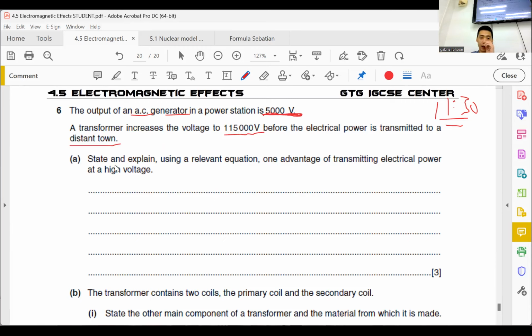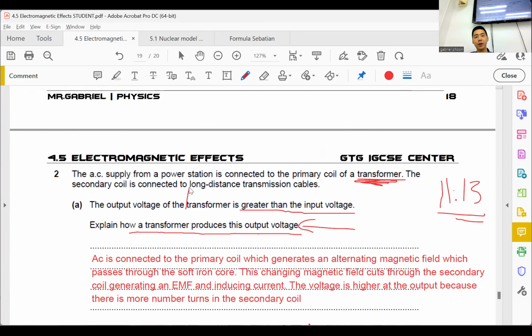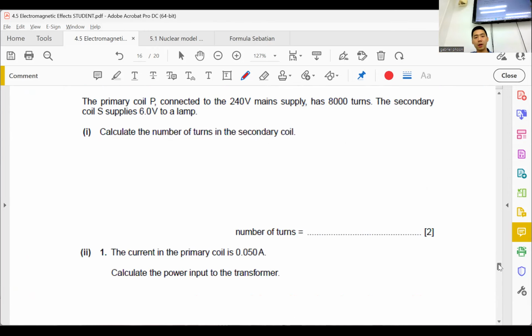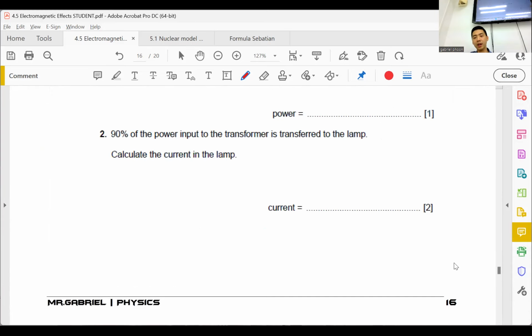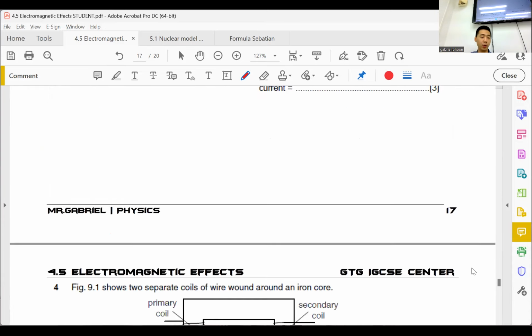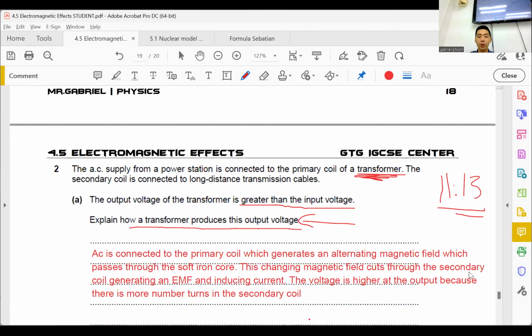Anyways, from here, they're asking you to state and explain using a relevant equation one advantage of transmitting electrical power at a high voltage. This here is literally with reference to that statement already. Yeah, which was in the note somewhere, right? Which was literally this one here, guys. So from here, once again, you must understand that the relevant equation is obviously your power formula, right?